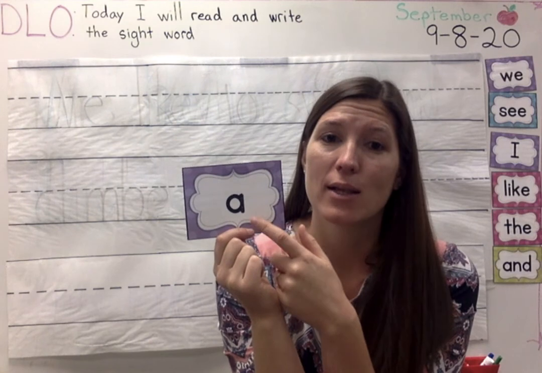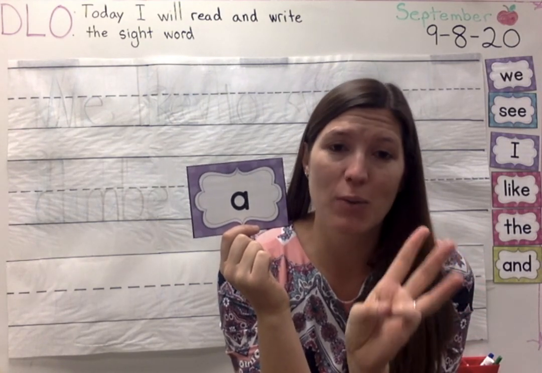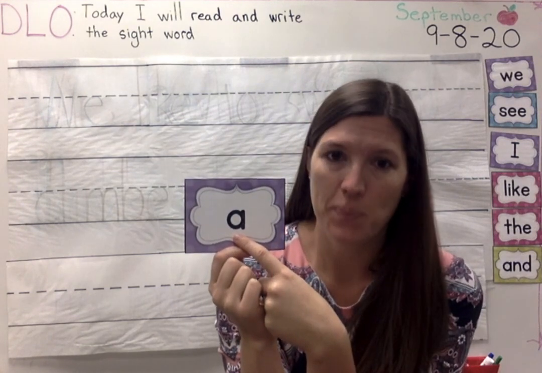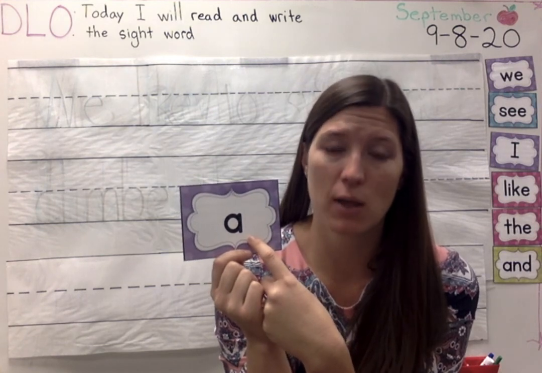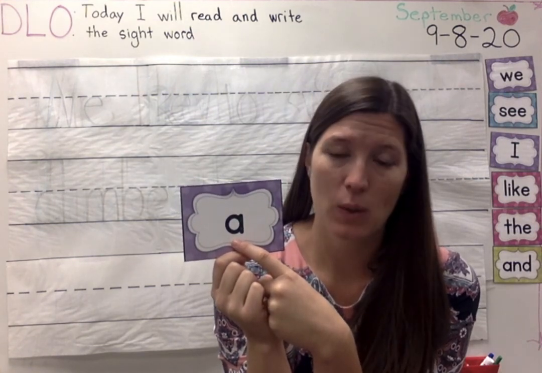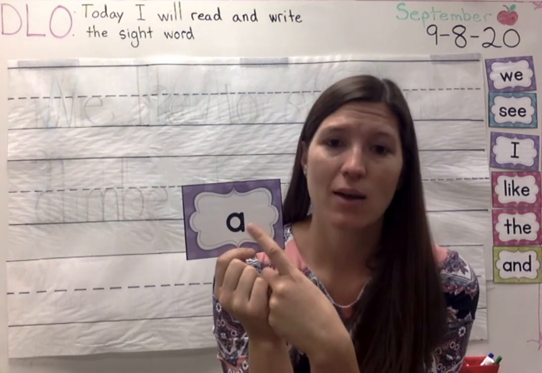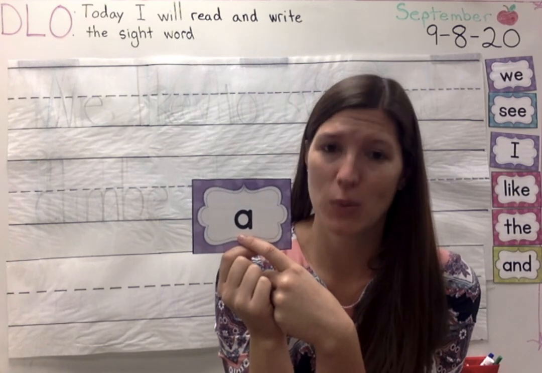Okay, let's spell it and read it 3 times. It's going to sound funny, but we have to practice it. How do we spell it? A. What's the word? How do we spell it? A. What's the word? One more time. How do we spell it? A. What's the word?